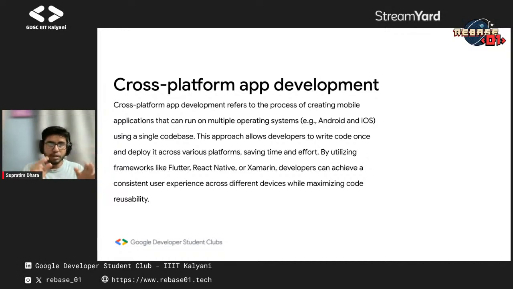You write one code and it runs on all the operating systems, or the major operating system providers. So frameworks like Flutter, React Native, Xamarin, Ionic, these are some cross-platform software development kits. What they enable us as developers to do is write one code base and run it on any system.